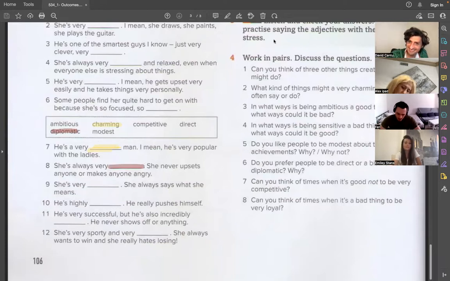That's right. Emily, next one. She's very direct. She always says what she means. Direct, yes. Ara? He's highly competitive. He really pushes himself. It can be competitive, but there's a better one. He's highly modest. He really pushes himself. Oh, different. Wow.